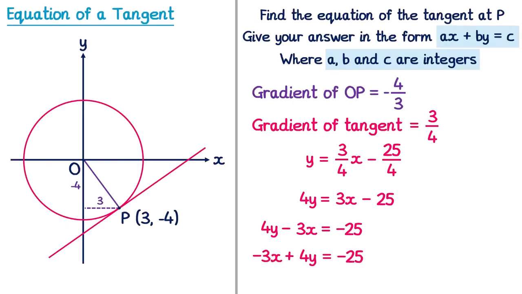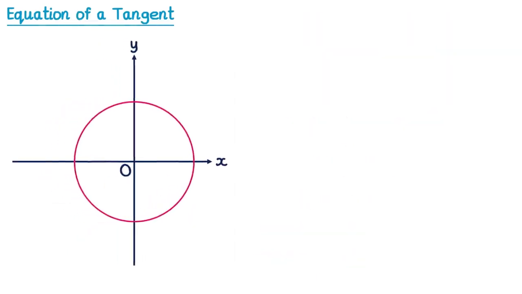A would be -3, b would be 4, and c would be -25. Some people may be confused at this point and think that a, b, and c all need to be positive, but they don't. It just said they need to be integers, and negative numbers are also integers, so that's absolutely fine. Now let's have a look at a third example.